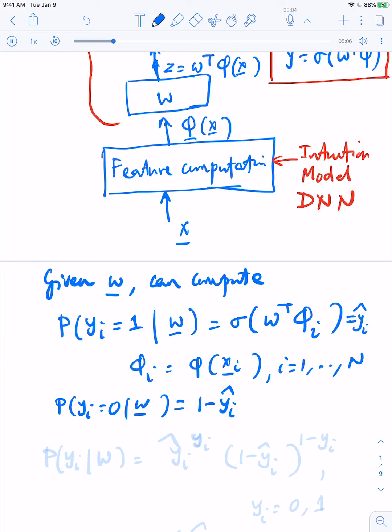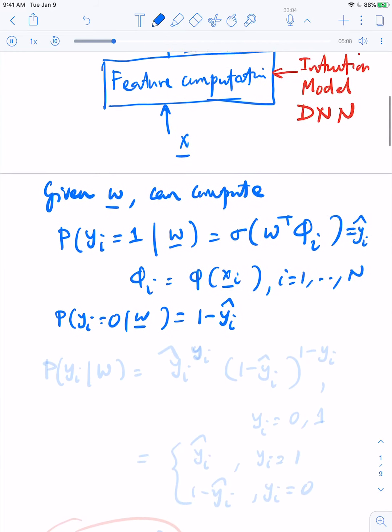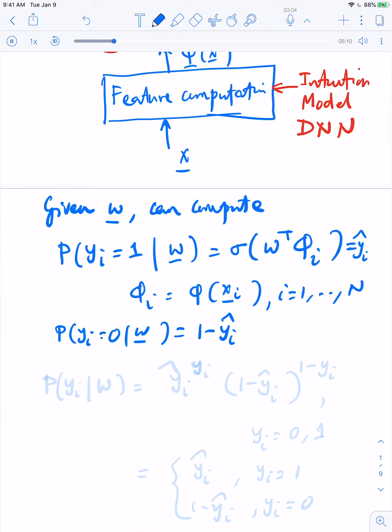So I can sort of compactly write down the probability mass function for these labels as the probability of yi given W is equal to yi hat if yi equals 1. So I'm going to put this to the power of 1. This is a very standard trick actually for how to write a Bernoulli PMF, probability mass function, compactly.